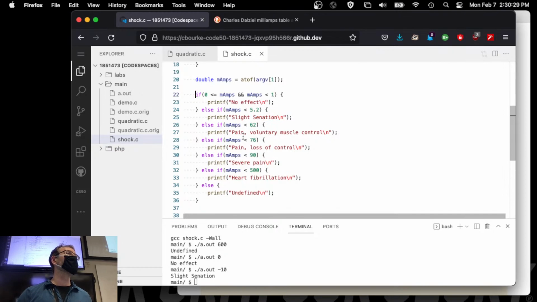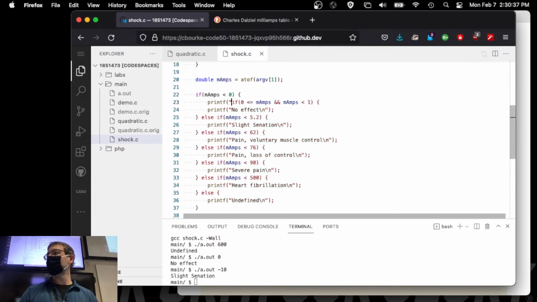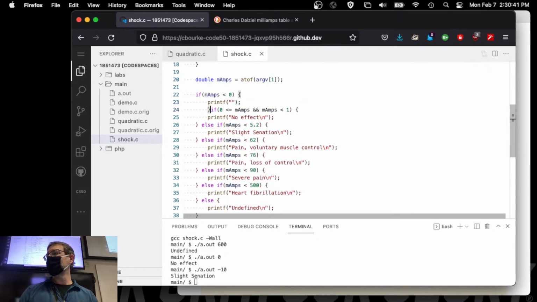What's the solution here? Make another check. If m amps is less than 0, then I will printf, again, undefined. Undefined or maybe something else, I don't know. We already agreed that, can you have negative amps? No. Well, relative negative amps, but you always have to, can you? Yeah, go ahead. Suggestion, what if we just call absolute value, fabs?